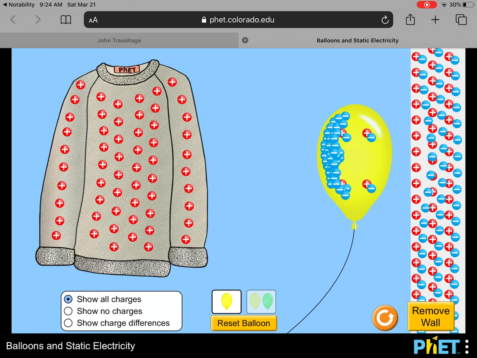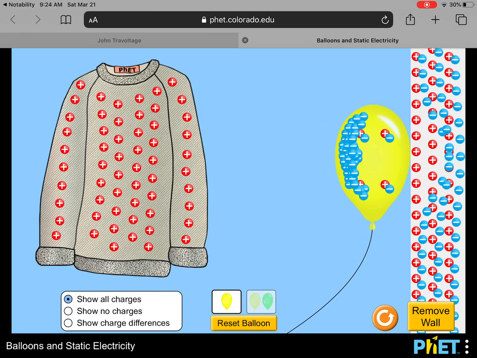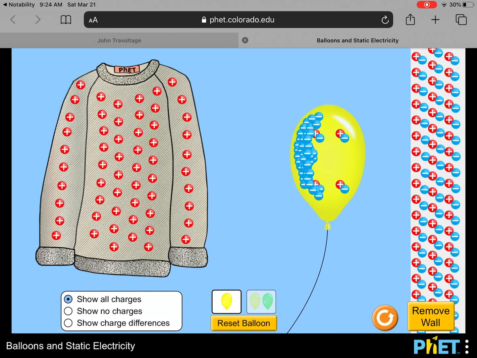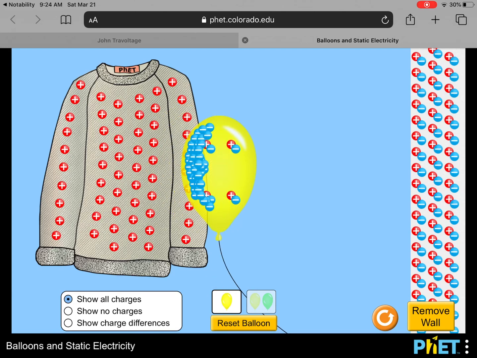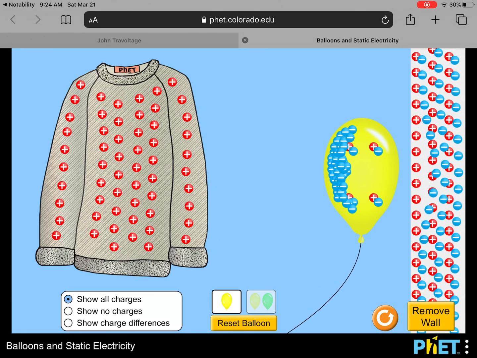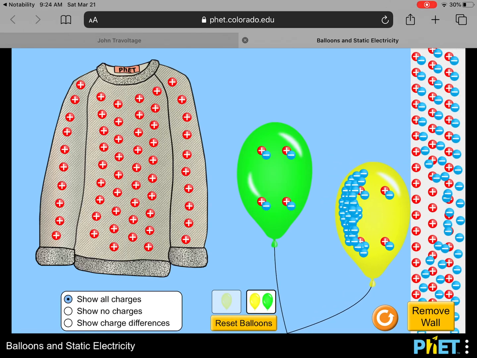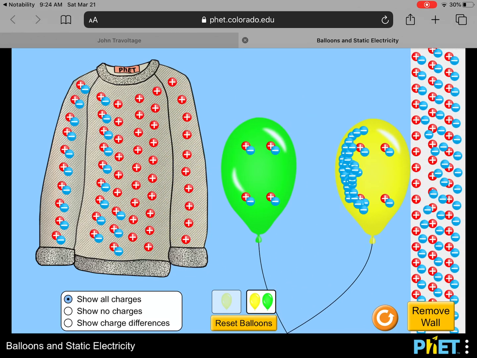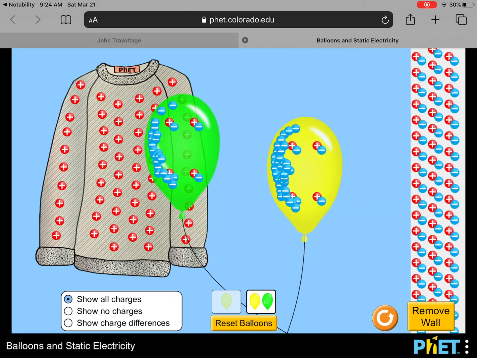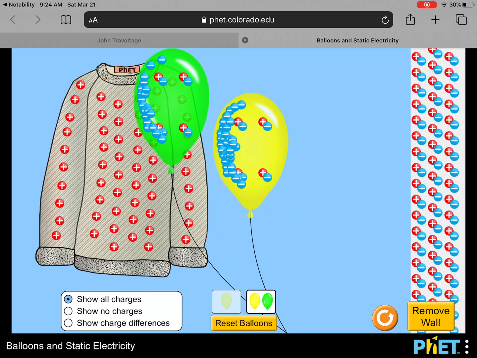And we can see now the balloon is negative. The surface of the wall is positive, so it sticks to the wall. And it also sticks back to the sweater, right? Because the sweater lost those electrons. They're now stuck on the balloon. And you can do a few other things with this app. You can have 2 balloons. If we reset the balloons, I can get some negative on the balloon. I get some negative on this balloon. Notice how the 2 balloons kind of repel each other. So you can play with those a bit.